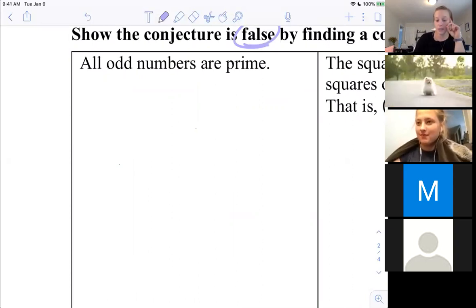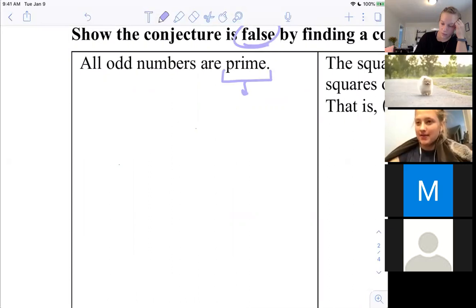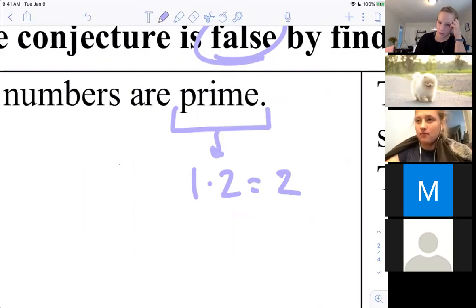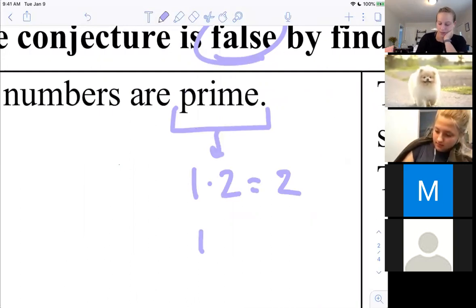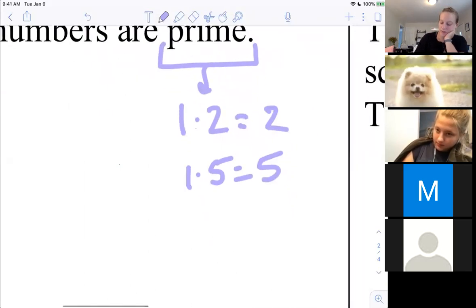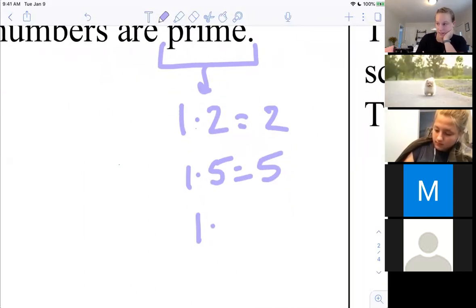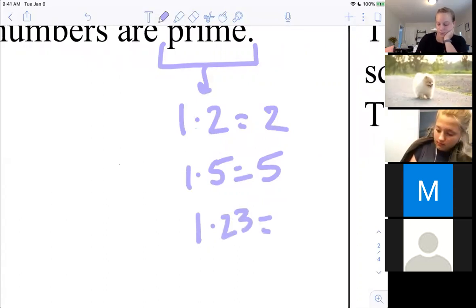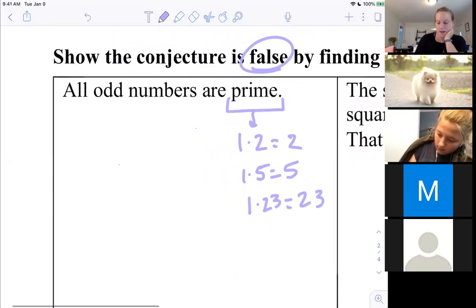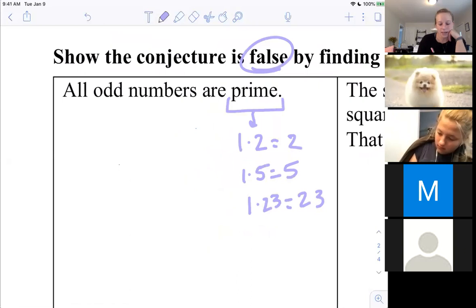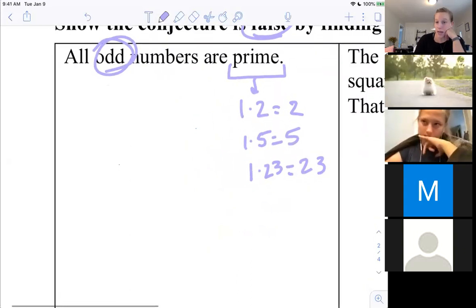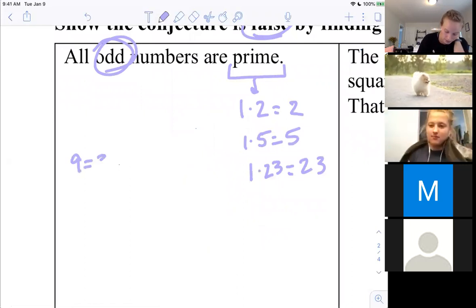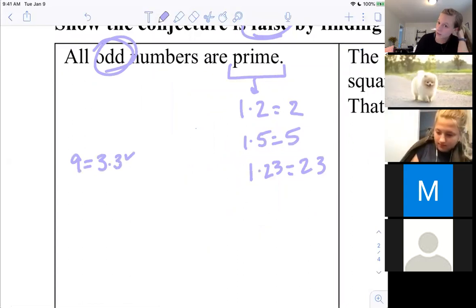But first, what does prime mean? It means that it can only be divided by itself and 1. So 2 works as prime because the only things that multiply to be 2 are 1 and 2. 5 works as prime because only 5 times 1 gives me that. Like, I don't know, 23 or 29, I guess. Those are prime because they don't have any other multiples. So those are all examples of prime. Now I need an odd number that is not prime to be a counterexample. 9 works. 9 is 3 times 3. That's not prime. Anyone have another example?